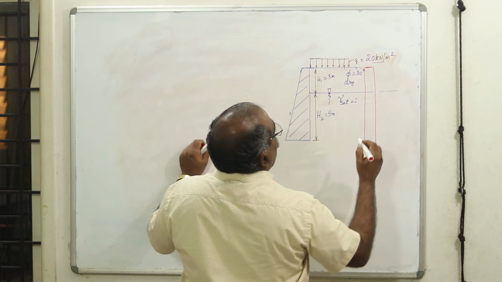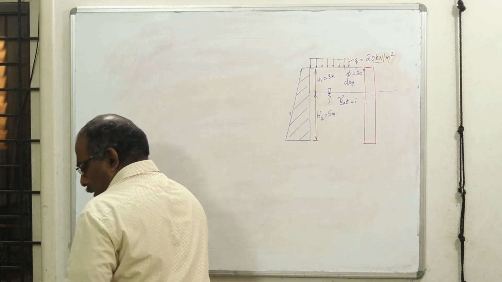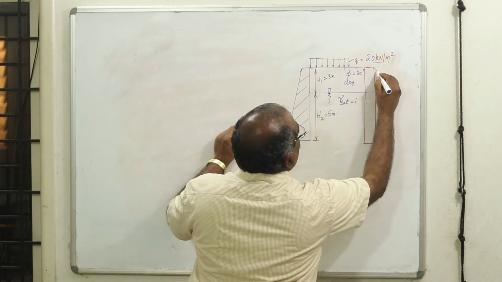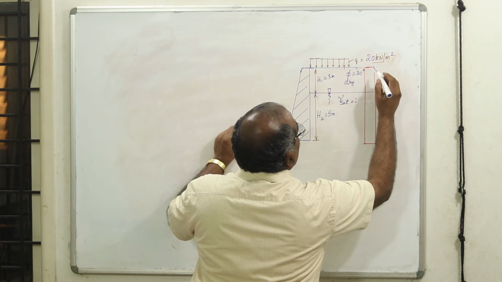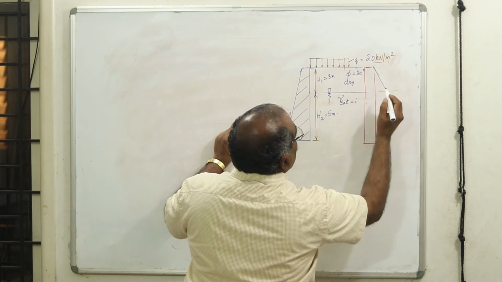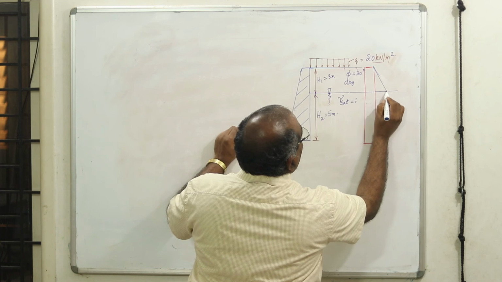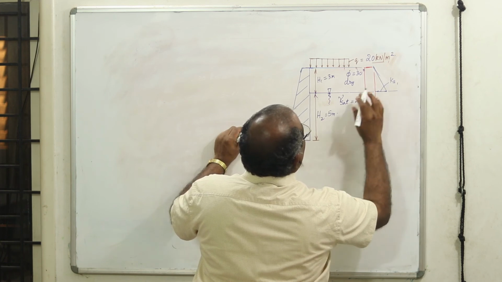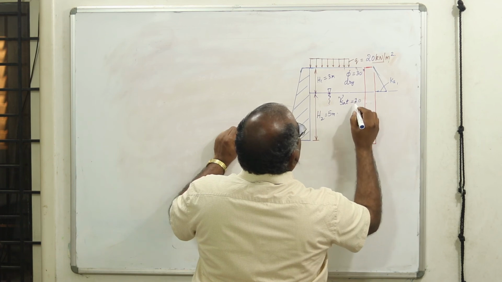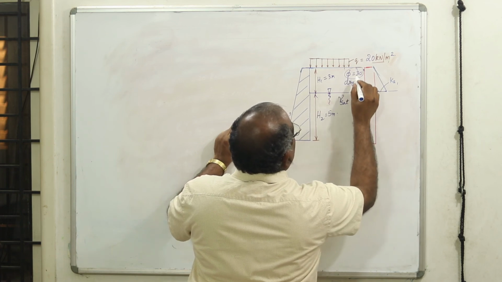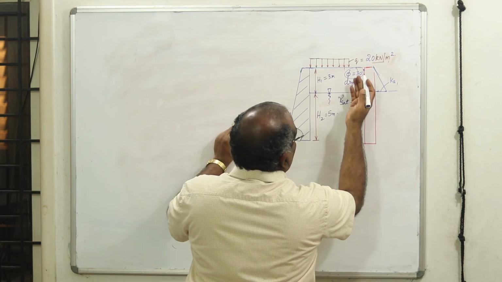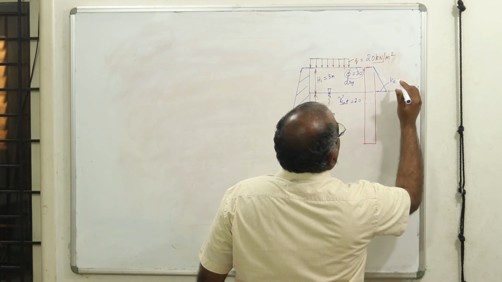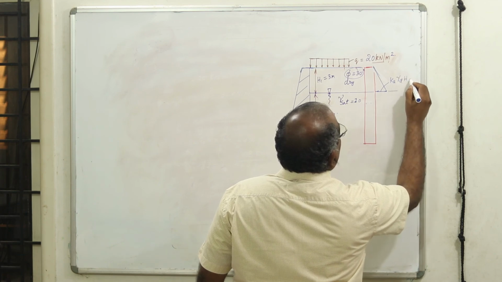Then for the dry soil, for the first layer you will have this dry thing. This will be K1, because the phi value is not different from in a dry condition or a saturated condition. Therefore, Ka remains same. Ka into gamma d into H1.